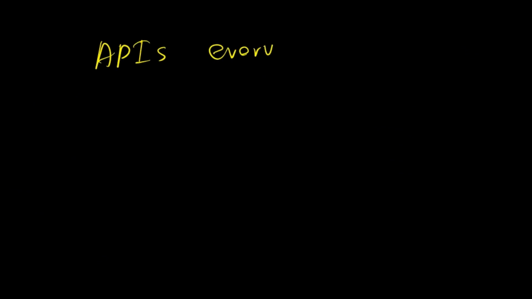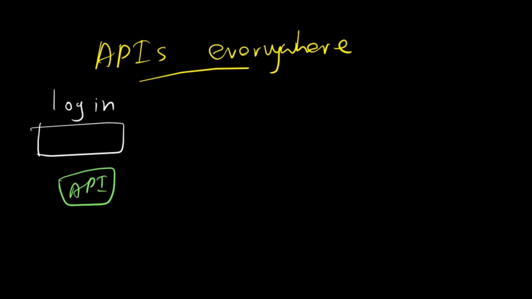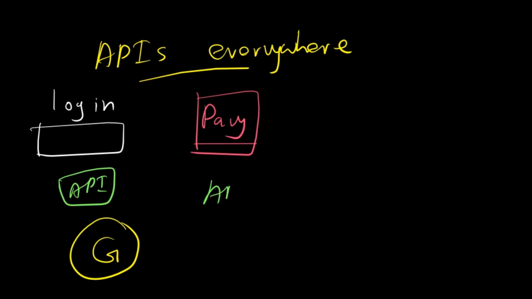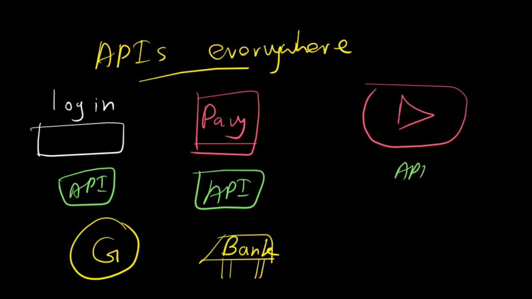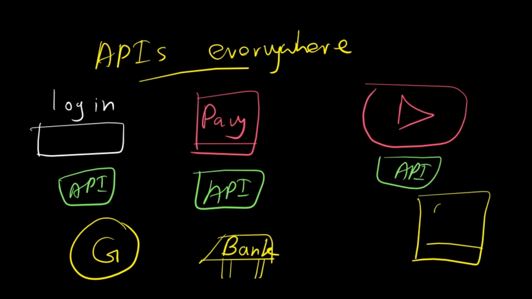APIs are everywhere. When you log into a website using Google, that uses an API. When a payment app talks to a bank, that uses an API. When YouTube loads videos onto your screen, APIs help make that happen too.